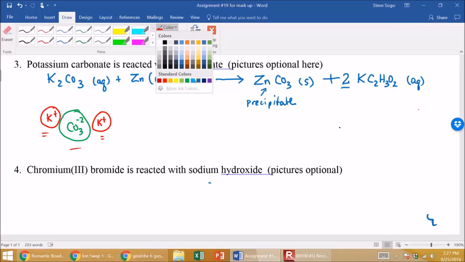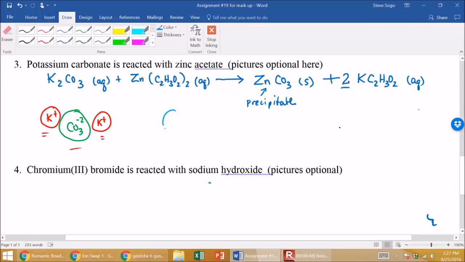The zinc is on the back of your periodic table listed as a +2 ion. So zinc is a +2 ion. Acetate, again, is a polyatomic. Big circle, C2H3O2, with a -1 charge. So you should see the need for a second acetate ion, C2H3O2. That entire group has a -1 charge. This is the ionic bonding picture here for zinc acetate.